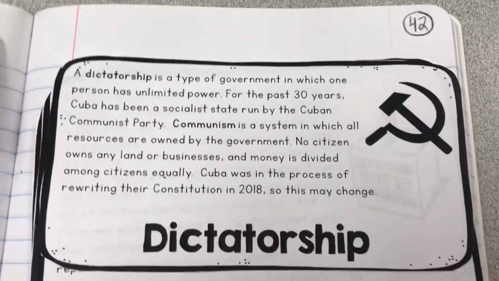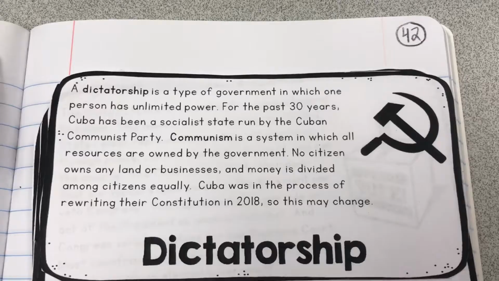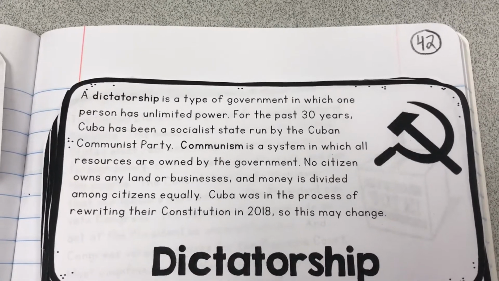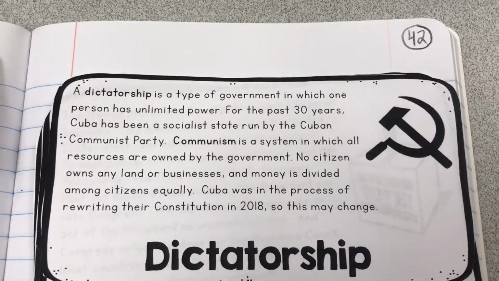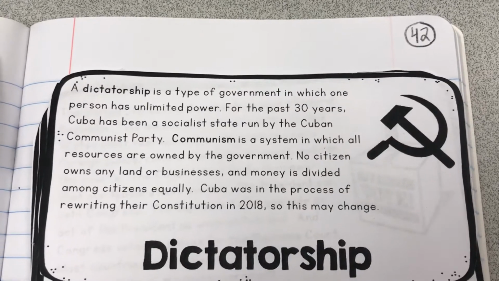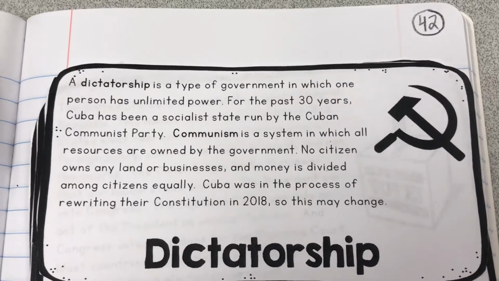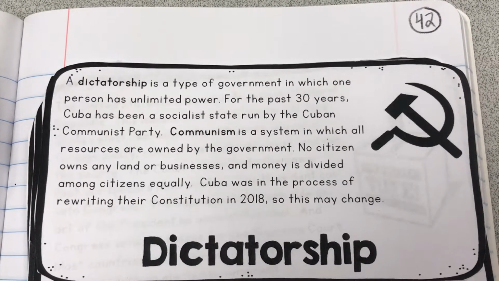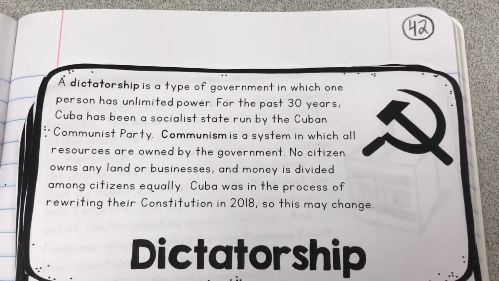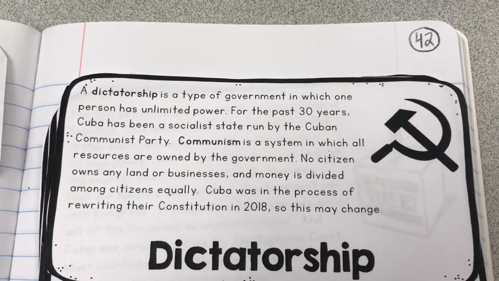So first, we have dictatorship. A dictatorship is a type of government in which one person has unlimited power. For the first 30 years, Cuba has been a socialist state run by the Cuban Communist Party. Mwahaha. Communism is a system in which all resources are used and owned by the government. No citizen owns any land or businesses, and money is divided among citizens equally. Cuba was in the process of rewriting their constitution in 2018, so this may change.